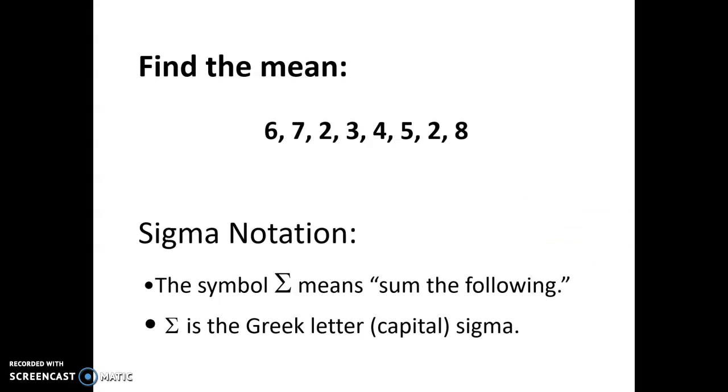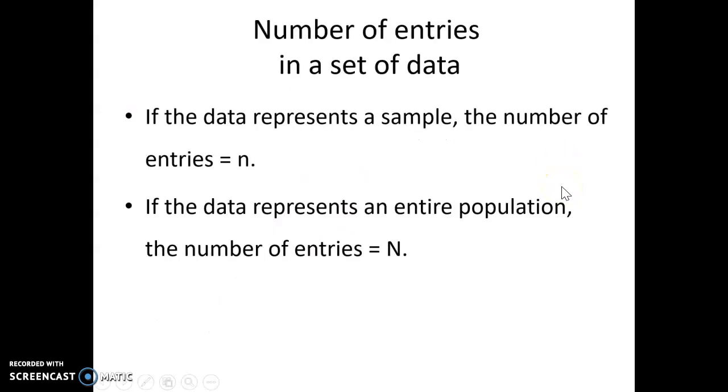Okay. So if you add up 6, 7, 2, 3, 4, 5, 2, and 8, you get 37, and then you divide by 8. So the average is 4.625. That would be your mean here for that data set.